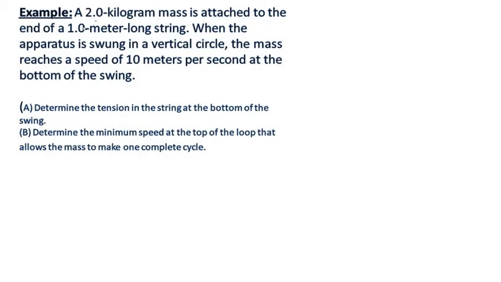This is another example. A 2 kilogram mass is attached to the end of a 1 meter long string. When the apparatus is swung in a vertical circle, the mass reaches a speed of 10 meters per second at the bottom of the swing. Determine the tension in the string at the bottom of the swing. We need to find the tension. Then we need to find the minimum speed at the top, v at the top, that allows the mass to make one complete cycle. Now let's go back and summarize the information given in the question.